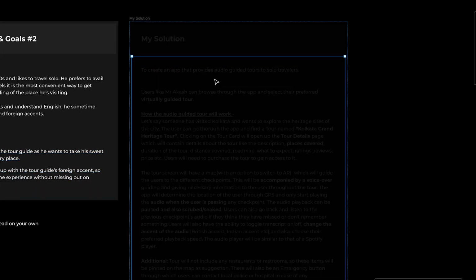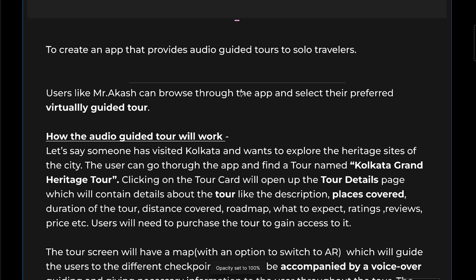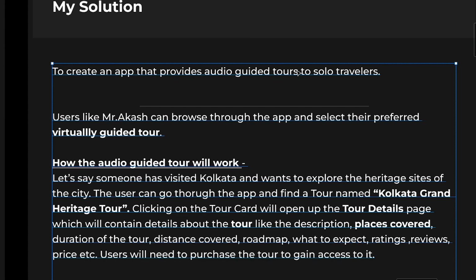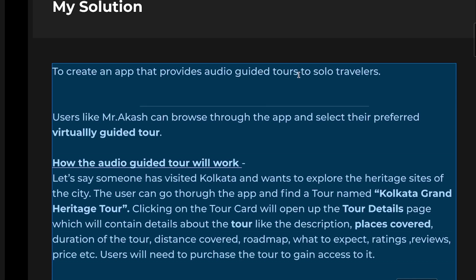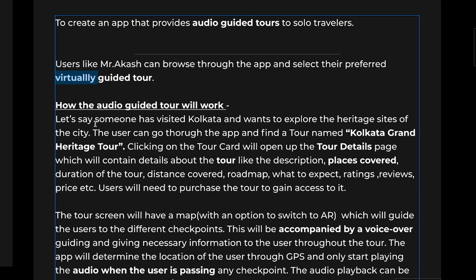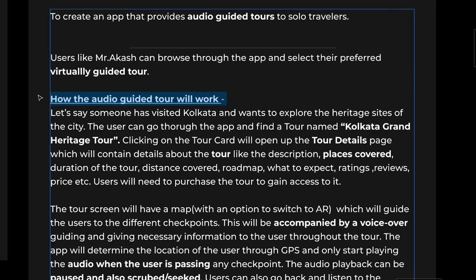Okay. Now, he's gone ahead and create the solution in a lot more detail, and let's figure this out. To create an app provides audio guided tours, right? Now, this is audio guided tours, which is very important. This is the USP to solo travelers. Unlike Mr. Akash, who can browse to the app and select the preferred virtually guided tour. Now, again, it shouldn't be virtually over here because you're obviously going to be doing this on the spot, in front of the place. And now he's explaining how this works.